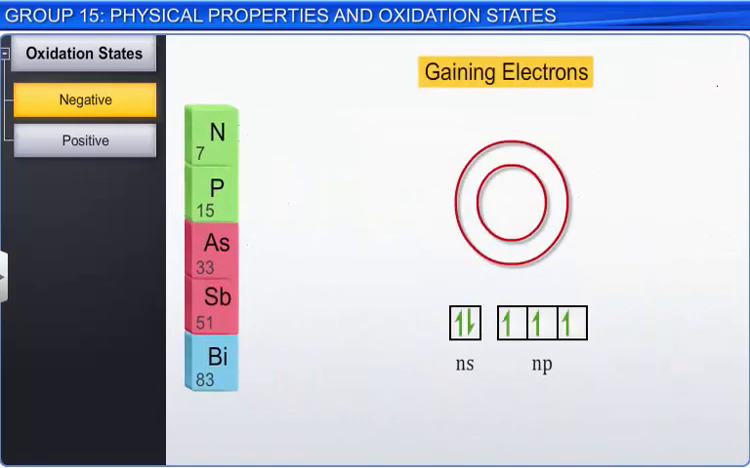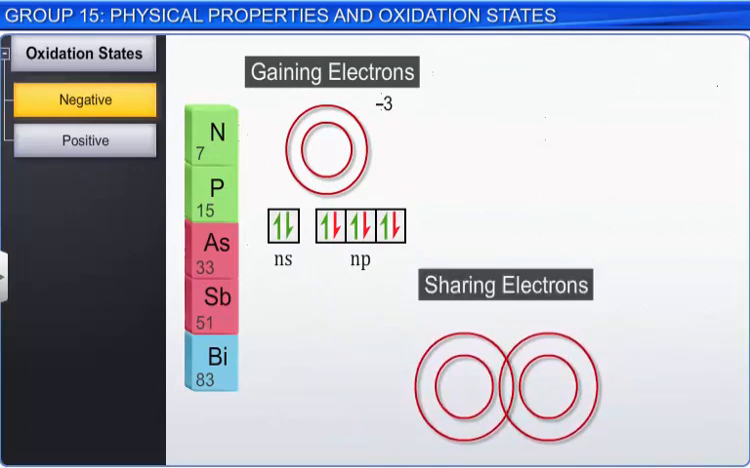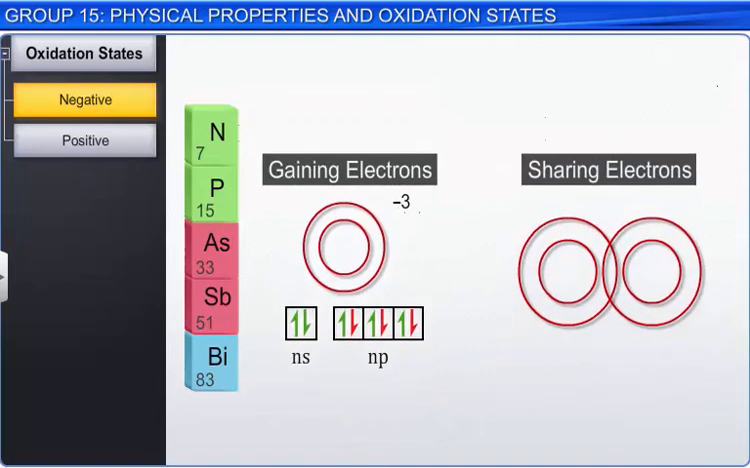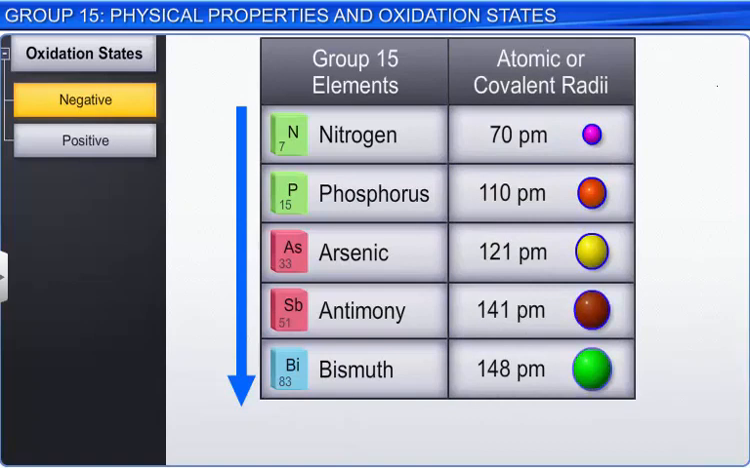The octet can be achieved either by gaining 3 electrons or by sharing 3 electrons by means of covalent bonds. As a result, the common negative oxidation state of these elements is -3. However, as we move down the group, the tendency to exhibit -3 oxidation state decreases. This is due to the increase in atomic size and metallic character.